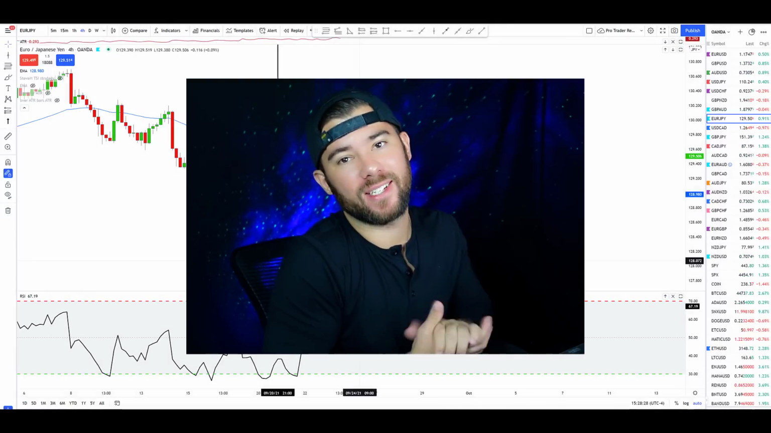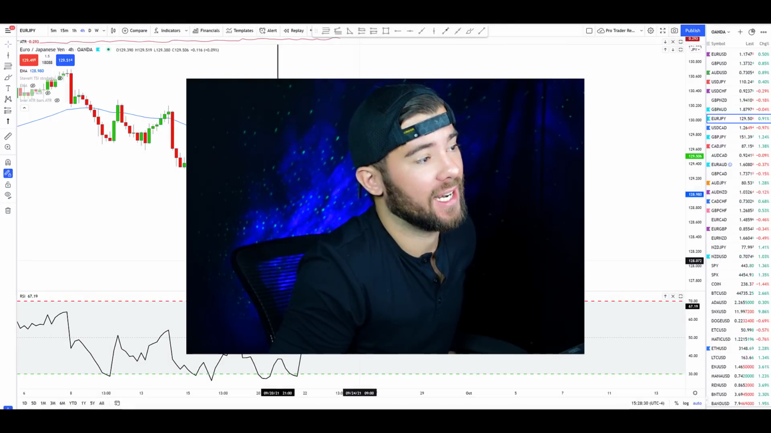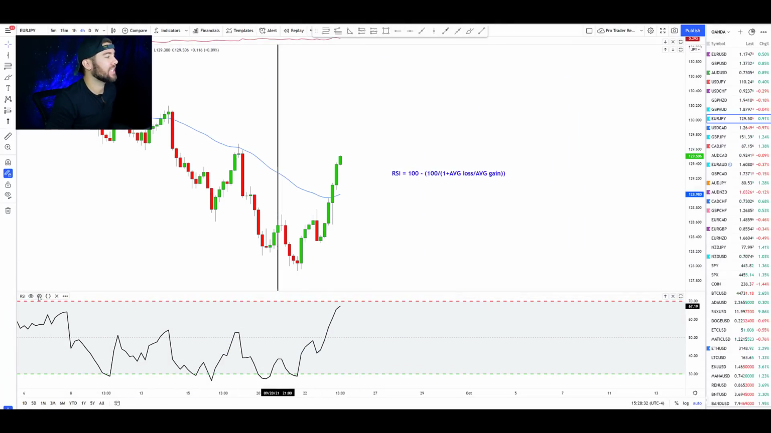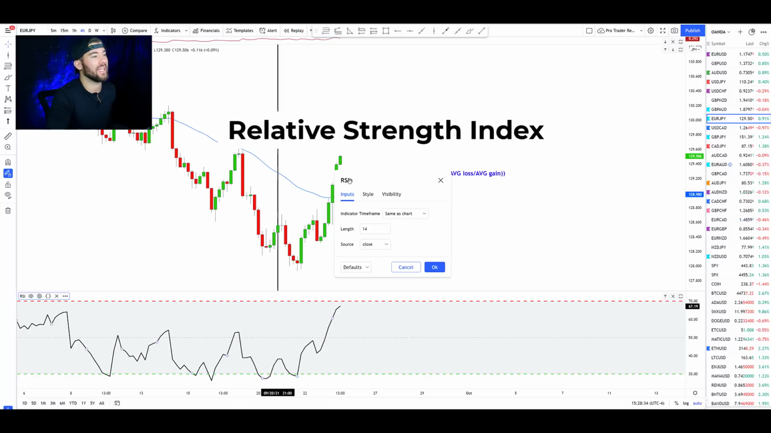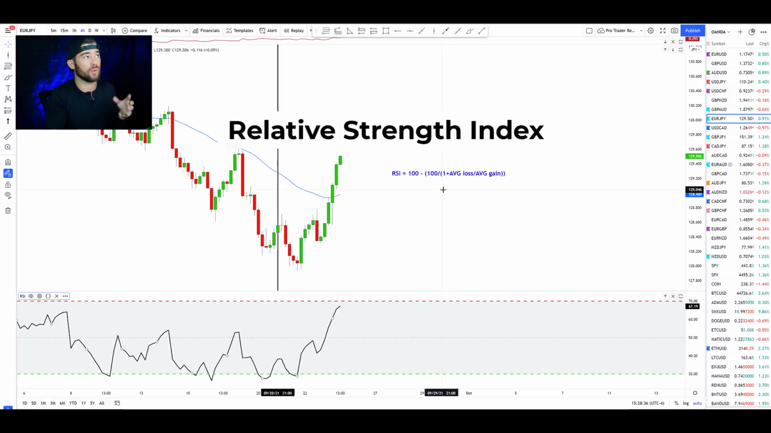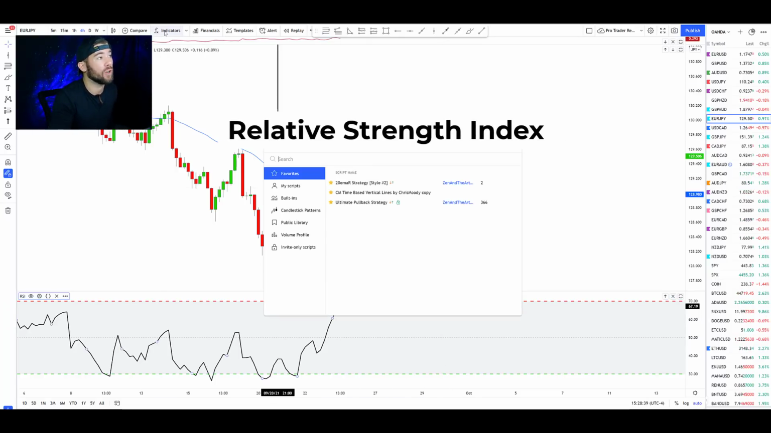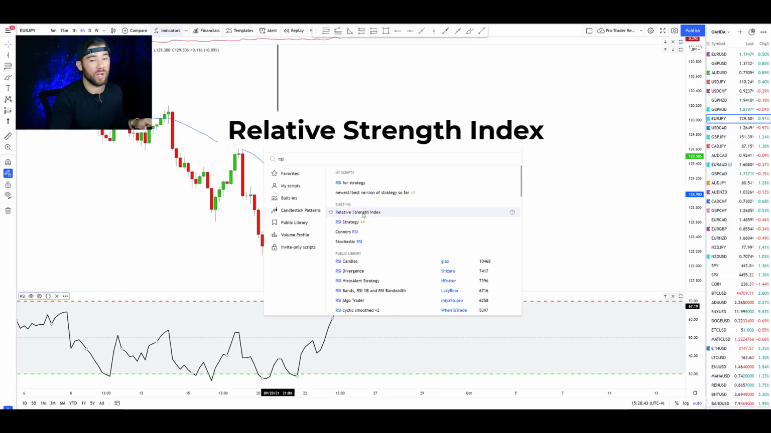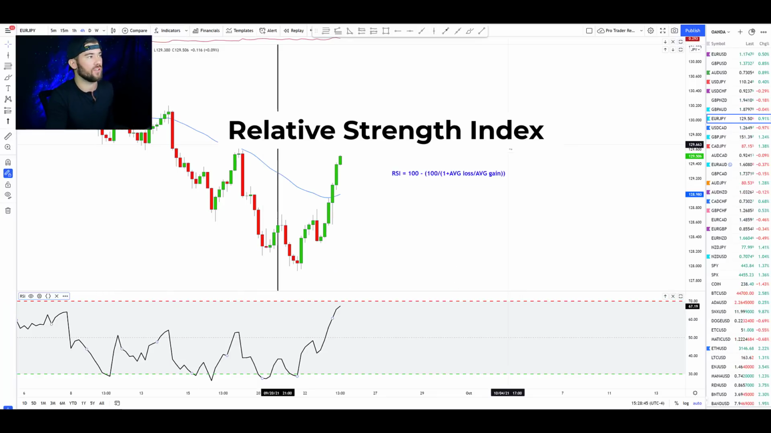Welcome back, and let's go ahead and get started with what is the RSI indicator. RSI actually stands for Relative Strength Index, and this indicator can be found on TradingView and in most platforms by going to your indicators and just typing in RSI and then looking for a Relative Strength Index, just in case you didn't know how to do that.